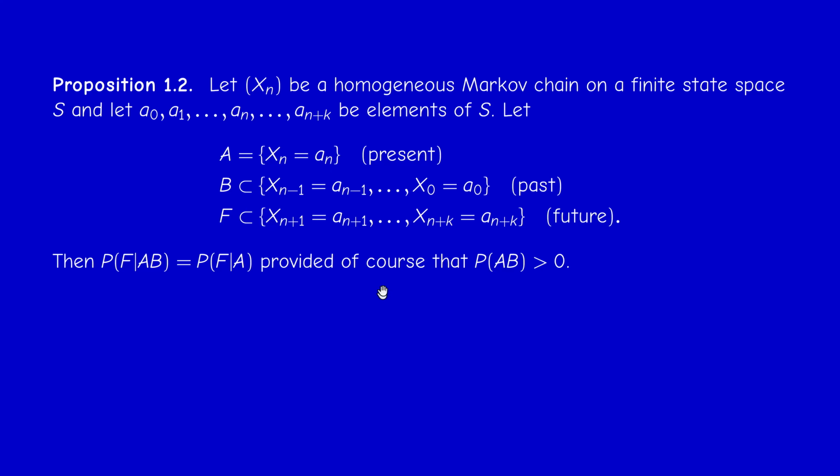So then the result states that the probability of the future given past and present, or present and past, is the probability of the future given the present. Of course, provided we don't divide by 0. Note that this result looks really like the definition, but now it's a little bit more general. We don't need to consider just the future to be x at n+1. It could be any sequence in the future, right?